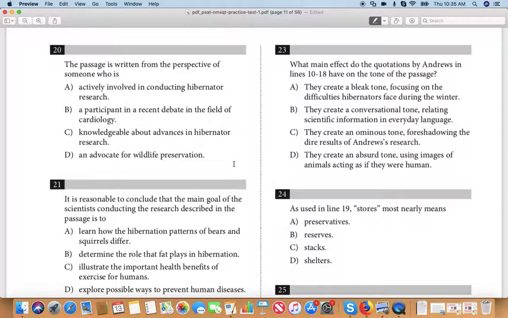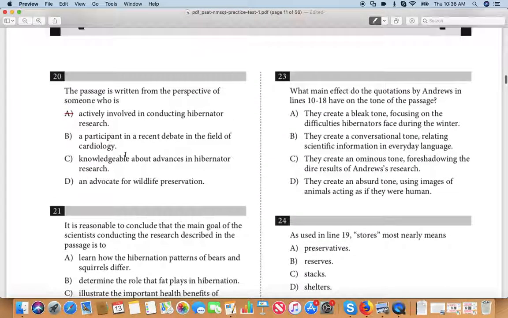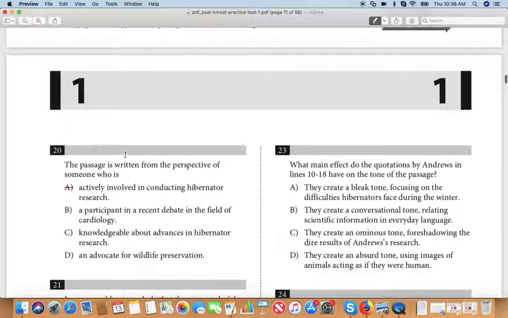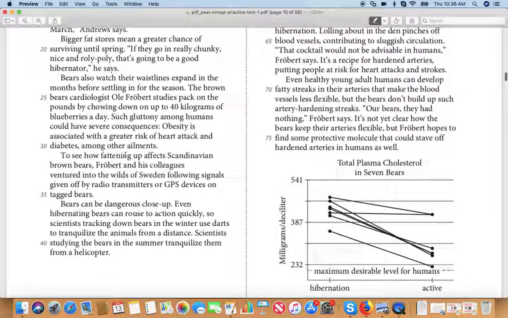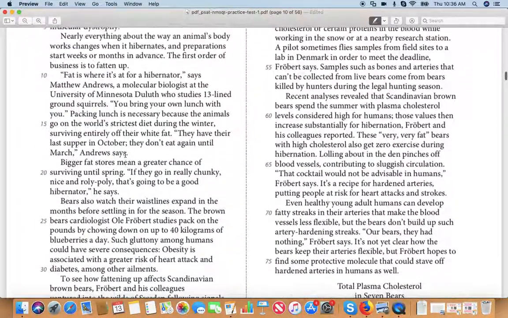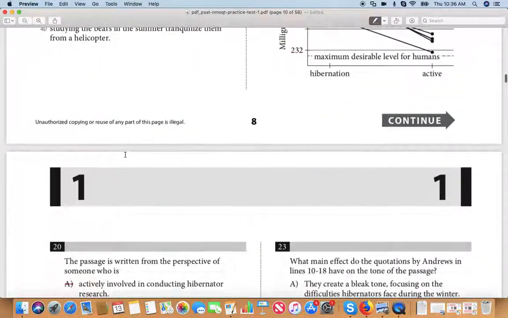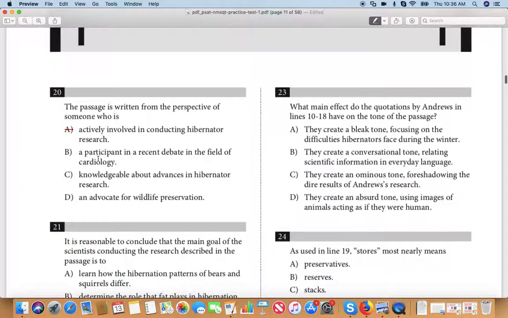Can we eliminate it? Yeah, we can. There's zero evidence for it. Get rid of it. Choice B: a participant in a recent debate in the field of cardiology. Is this written from the perspective of a participant in a recent debate in the field of cardiology? I wouldn't say so. There's no evidence of that. And what debate would that be? There's nothing. Irene, does that make sense why we can eliminate those two? Yes. Does that make sense? Yes.